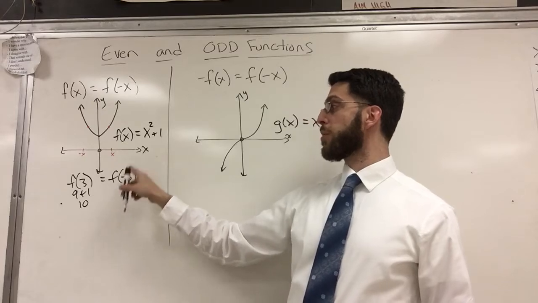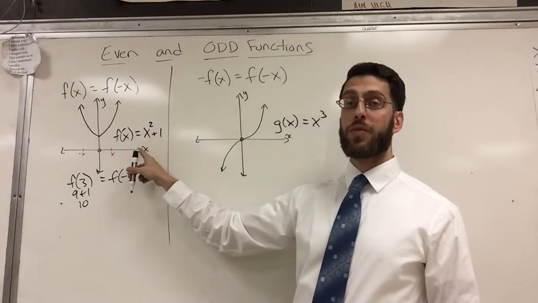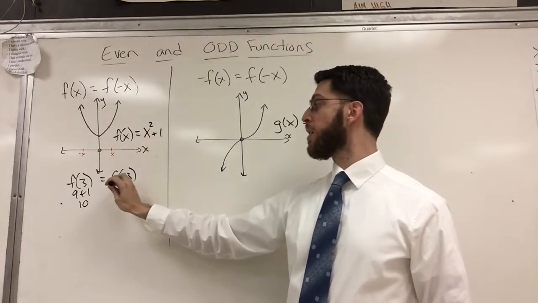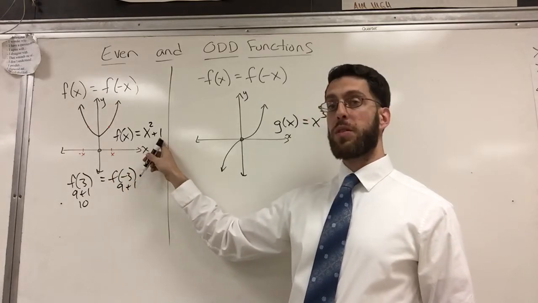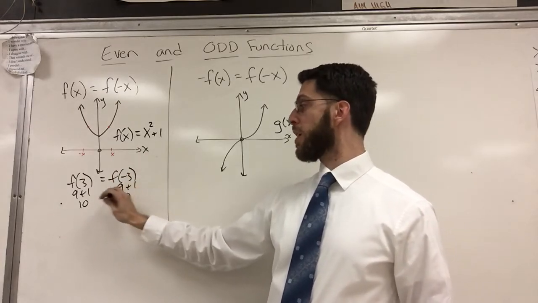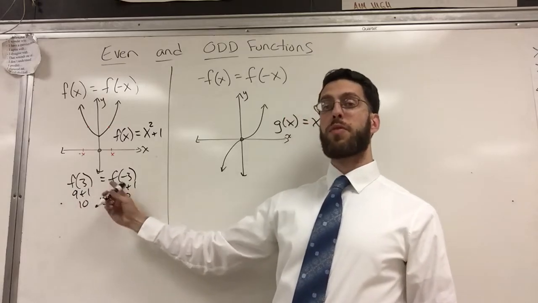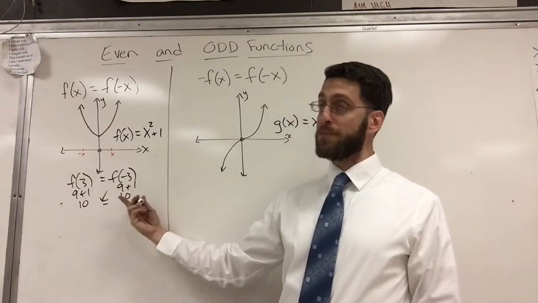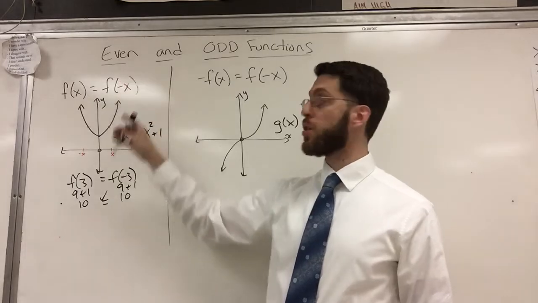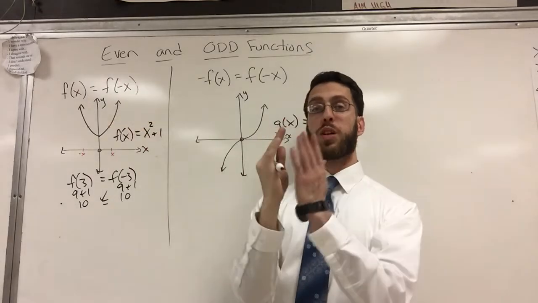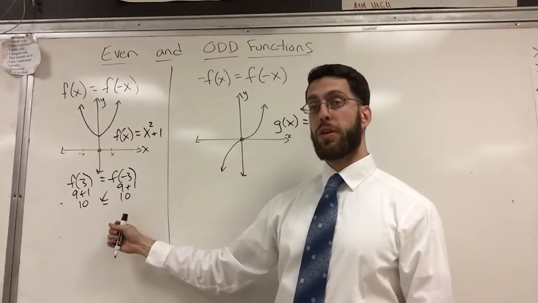f of negative 3 means take the negative 3 squared. A negative number squared is positive 9. And then I still add 1, because that's my function. And that still gives me 10. So I got the same answer, 10 equals 10. If f of anything equals f of the negative of it, you're looking at an even function. So I proved it graphically just by folding it over, and now I proved it algebraically.